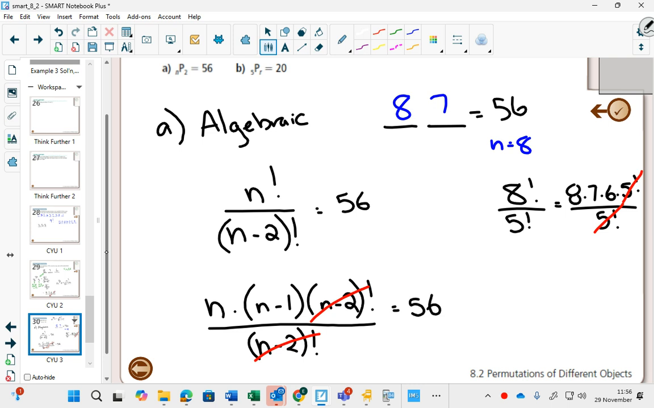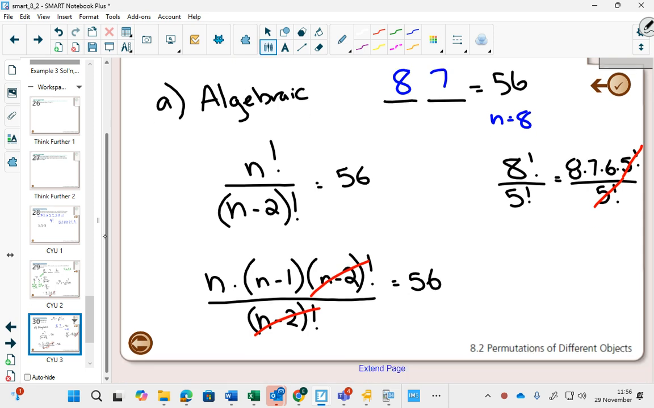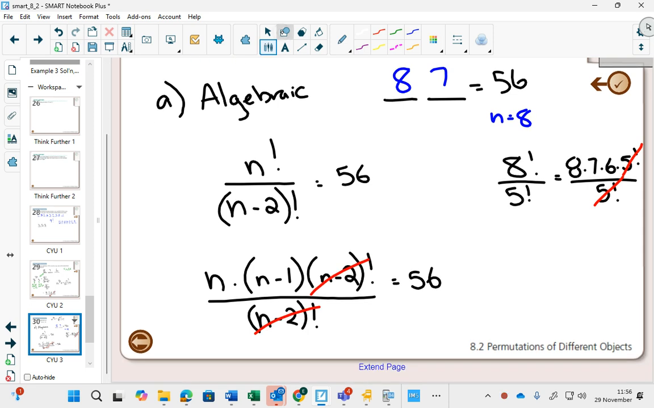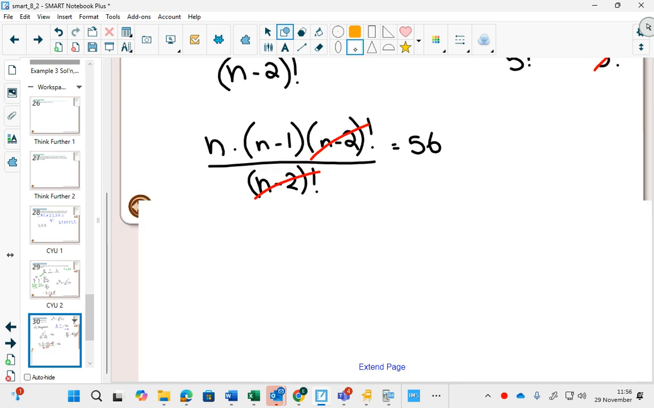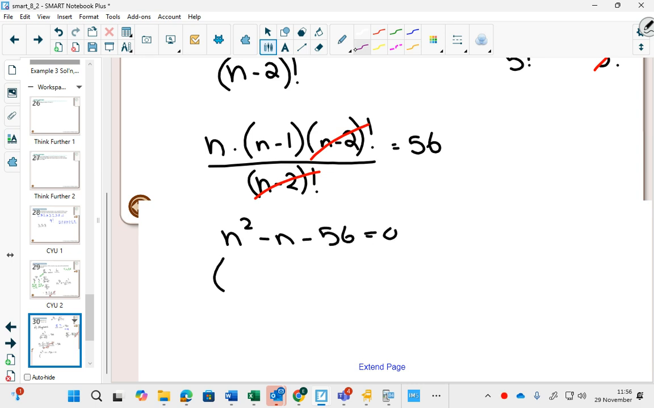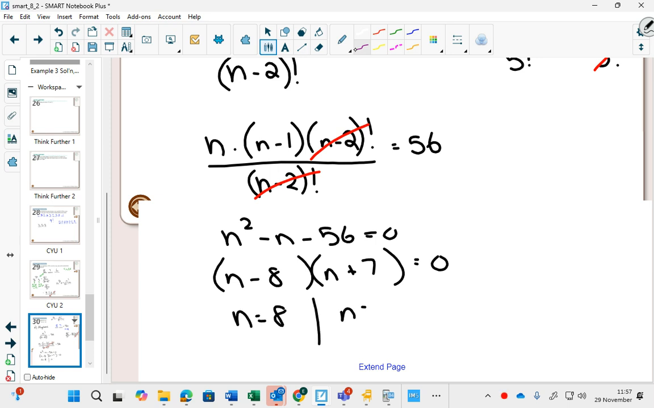And I get this, which is a quadratic equation. And you see that n times n minus 1 would give you n squared minus n. If I move the 56 over, I can make it equal to 0, which would allow me to factor n and n would be minus 8 and plus 7. So we actually get two answers for n. N could be 8 and n could be negative 7.